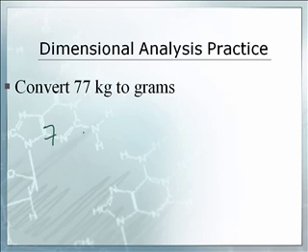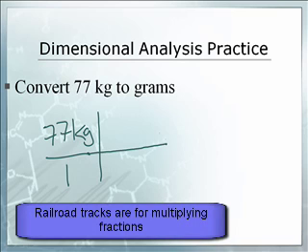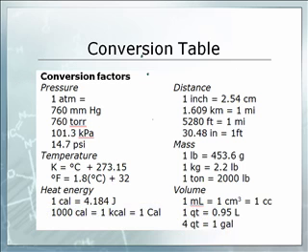I have 77 kilograms. Rule number one is write down what you know as a fraction. Put it over 1. So you want to write it as a fraction, and then I'm going to multiply by a conversion factor. We use these like railroad tracks. Now I need to look at my conversion factor and see if I can find something that relates kilograms and grams.